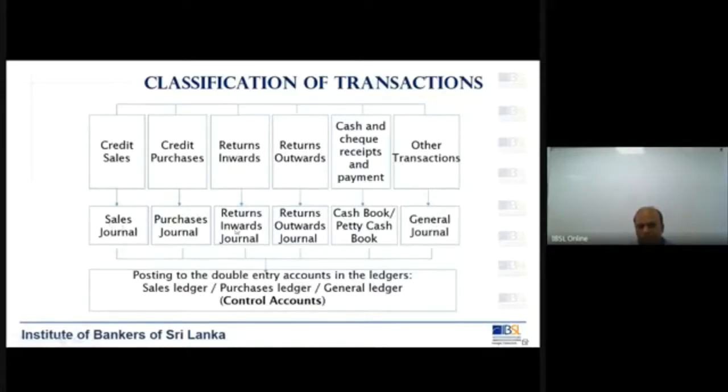Now these 7 day books, as I told you, can be grouped into 3 ledgers. So all transactions resulting in these 7 day books will go into the 3 ledgers called sales ledger, purchases ledger, and general ledger. And these 3 ledgers will have accounts which are known as control accounts. So the detailed accounts are maintained in the day books, the total of those maintained in the control accounts. We will learn control accounts separately, but just for your knowledge at this point in time.